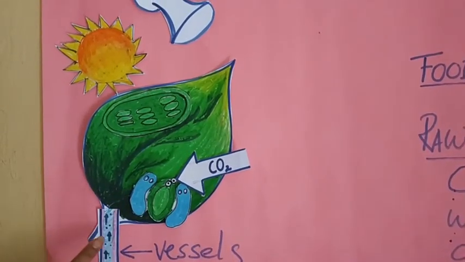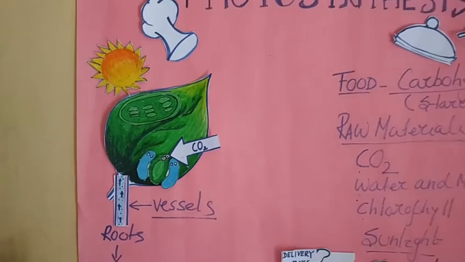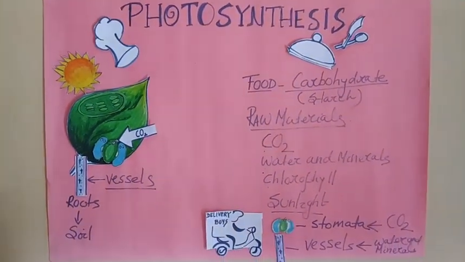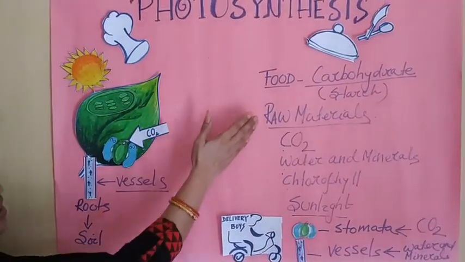So photosynthesis is a process by which green plants prepare their own food through these raw materials.